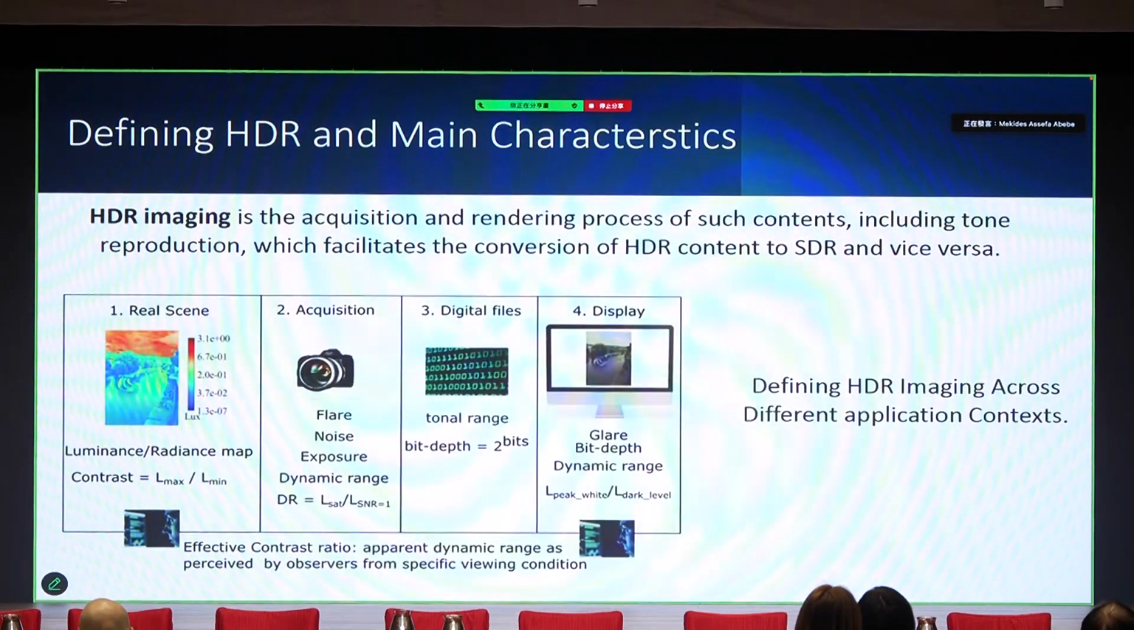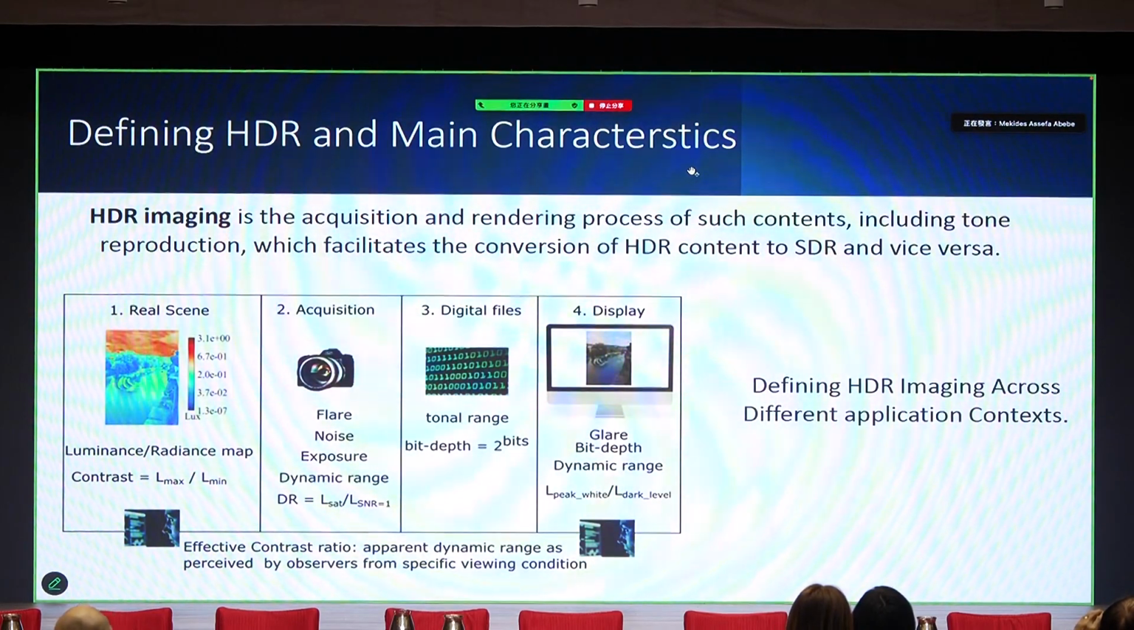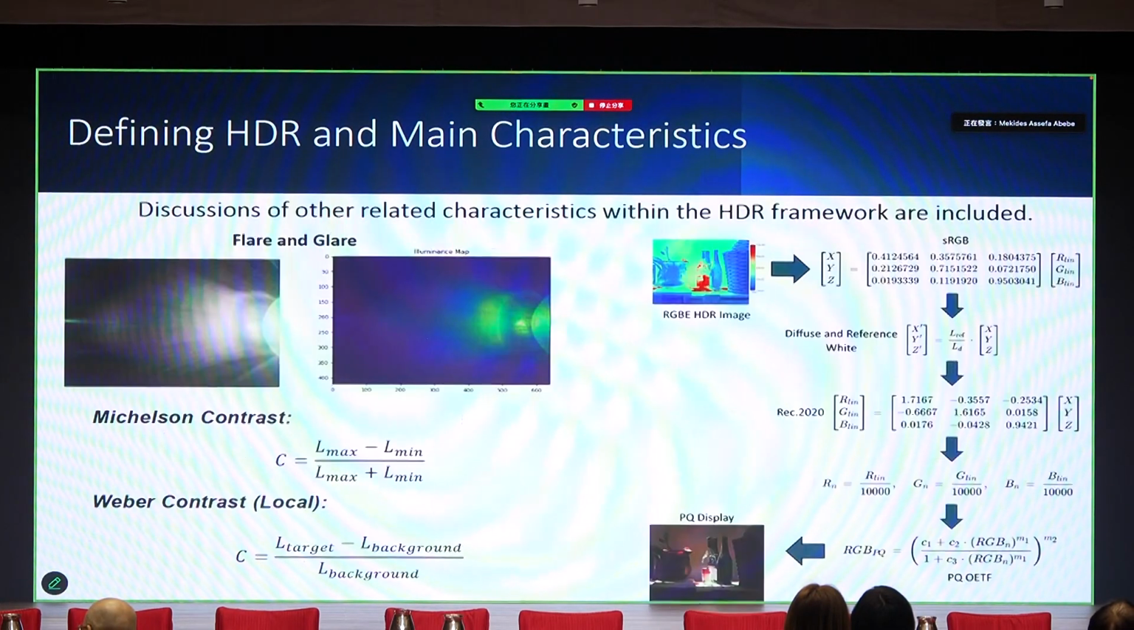Next slide, please. So just like this, HDR content should be specifically identified, and the characteristics need to be identified. And then we say that the whole imaging pipeline related to processing such contents, including tone mapping as well as reverse tone mapping, we define that as high dynamic range imaging. Next slide, please.